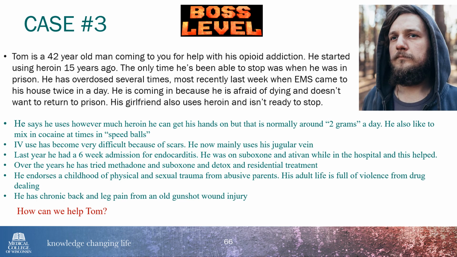He uses up to 2 grams a day, so as much heroin as he can get his hands on. He is having a lot of trouble injecting because he's scarred up literally all of his veins. Now he's mostly using his jugular vein, which is inherently unsafe. He's been admitted for endocarditis in the past. And when he was in the hospital, he stayed for the whole treatment because he was given a combination of Ativan and Suboxone. He's tried methadone. He's tried detox. He's been engaged in treatment multiple times. Nothing has ever really worked.